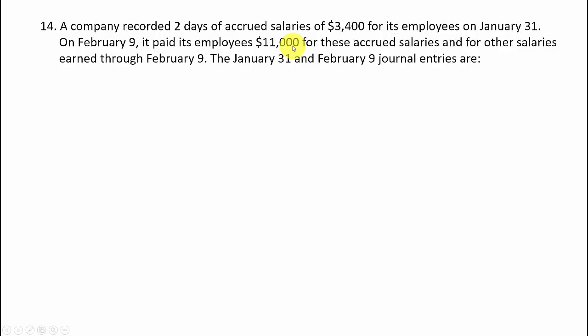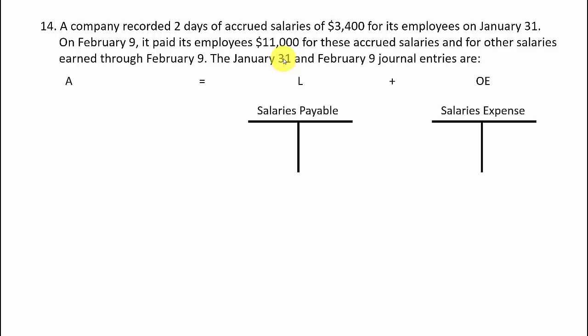So how do we show, first of all, the January 31st accrual entry and then the payment of salaries on February the 9th for not only the February salaries, but what we owed them as of the end of January? This is similar to a problem we did a few minutes ago. So here we go. Here's our accounting equation. Here's what happened on January the 31st for the 2 days that we owe these employees, but we're not going to pay them. We're going to debit salary expense, and we're going to credit salaries payable for $3,400 as of January 31st.